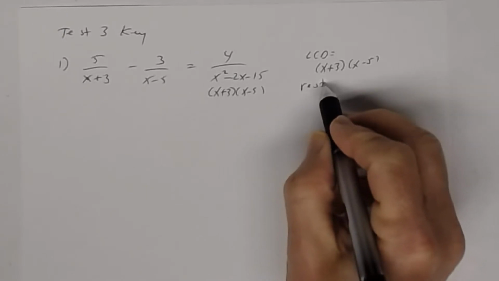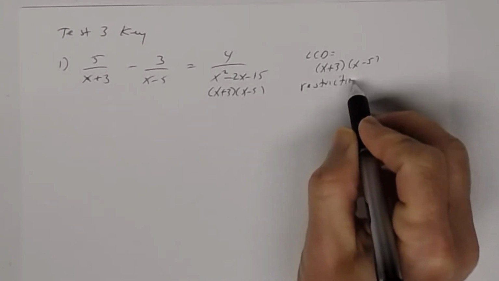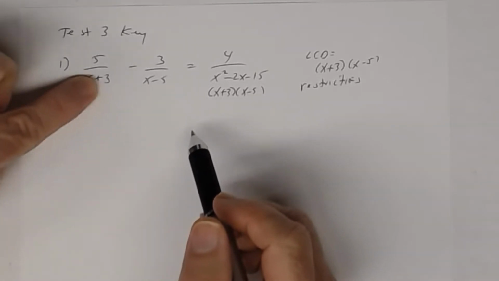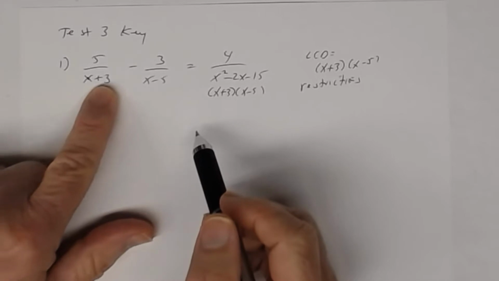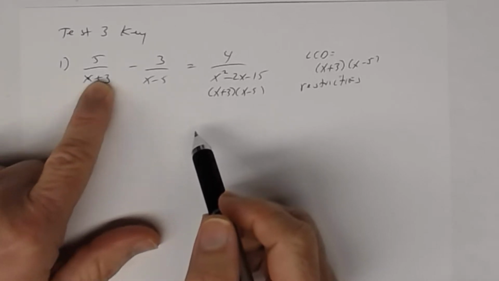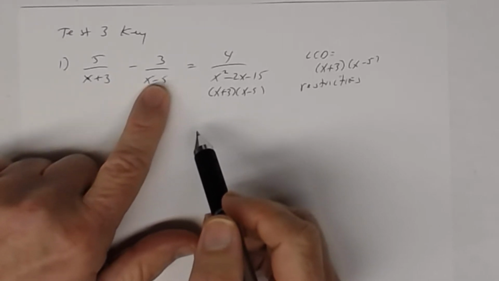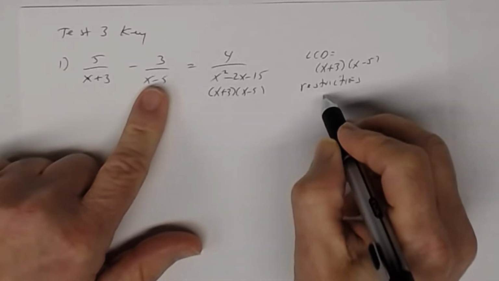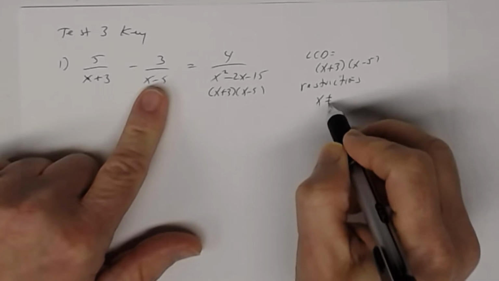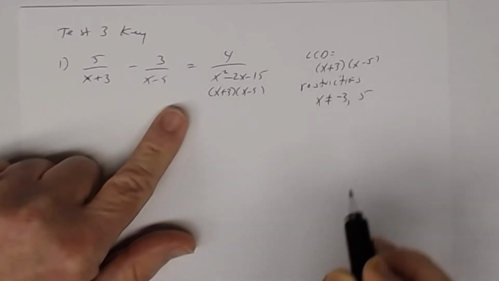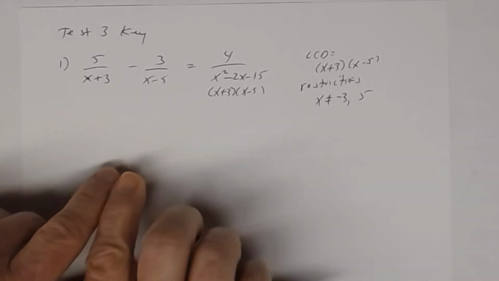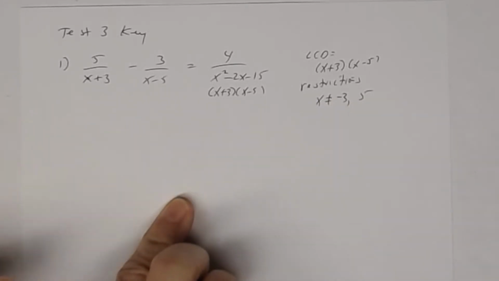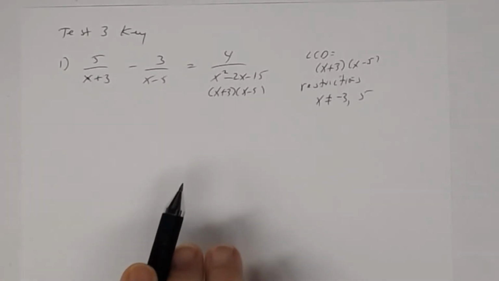So the restrictions, so the values of x that make the denominator undefined, that make the fraction undefined, so it makes the denominator 0, would be negative 3, because negative 3 plus 3 is 0, and then 5, because 5 minus 5 is 0. And then those are the same numbers for these as well. So the restriction is that x cannot equal negative 3 or 5. So if I solve this equation and the proposed solution is one of these, then I cannot use it. Okay? All right, so let's go ahead and multiply both sides by the least common denominator.